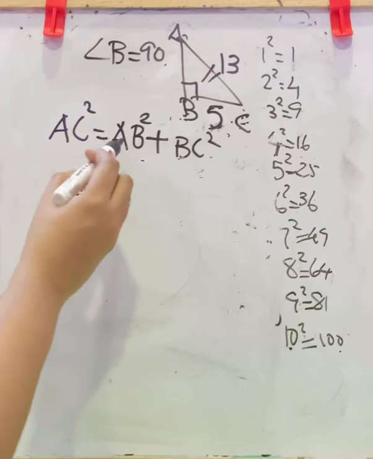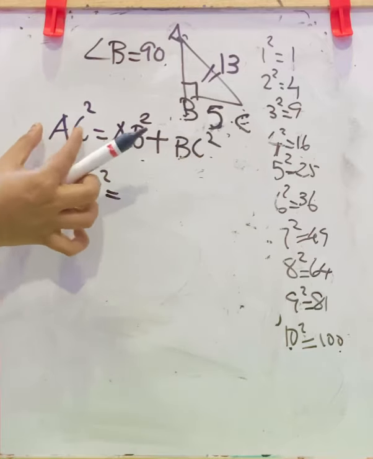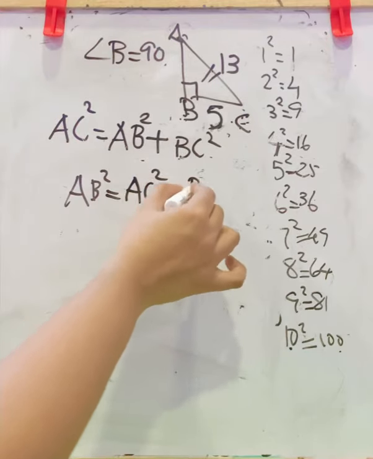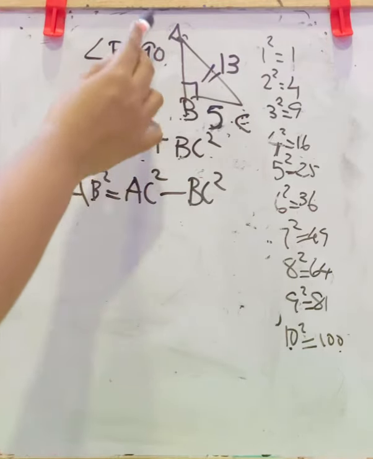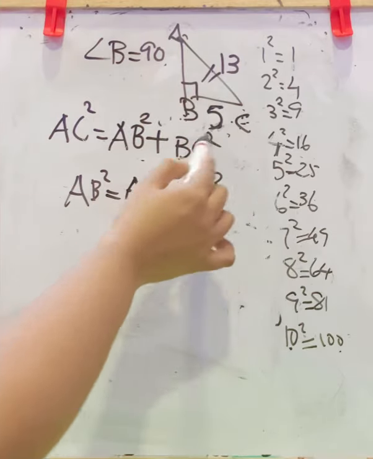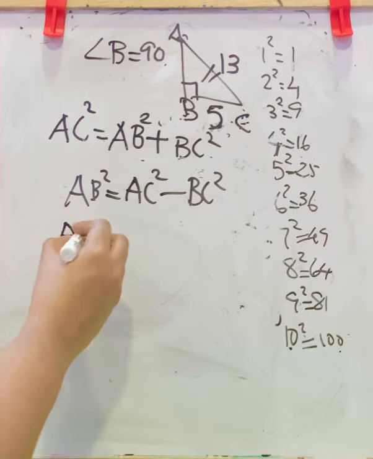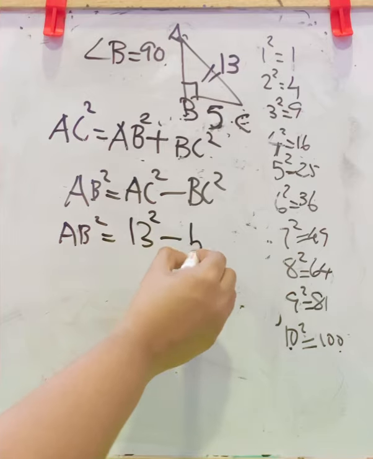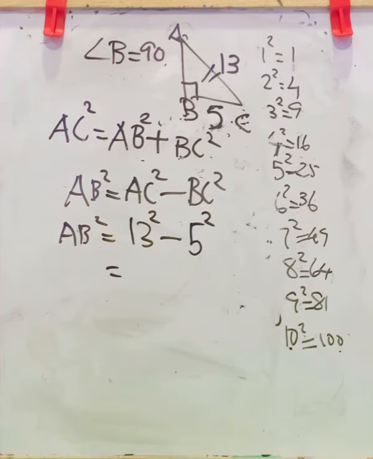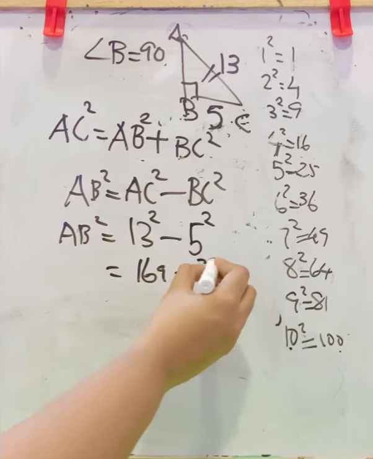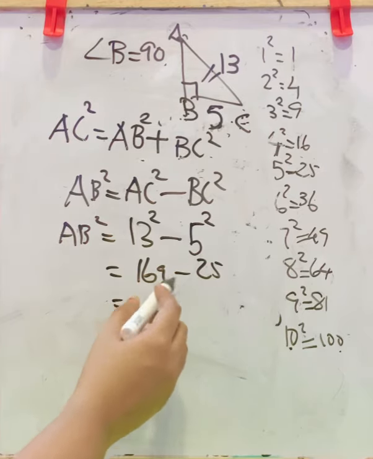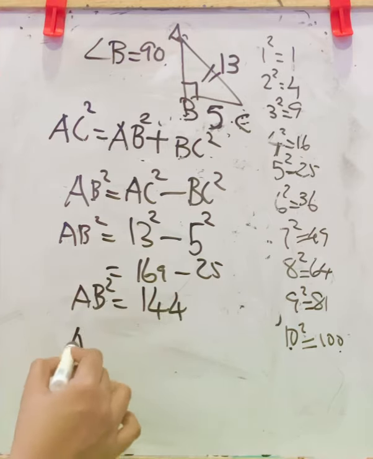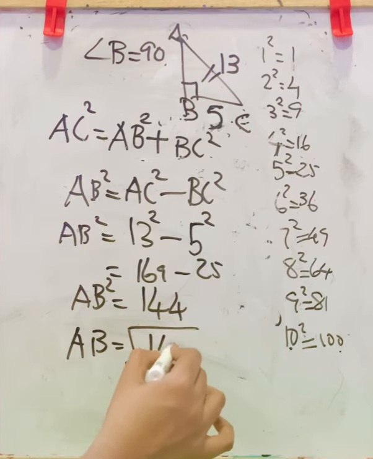AB square equal to, here keep AB here, take BC to the AC square side. So it becomes AC square, taking BC to the side, minus BC square. That is altitude square equal to hypotenuse square minus base square. Now substitute values. AB square equal to AC square, that is 13 square, minus BC square is 5 square. 13 square is 169 minus 25. AB square equal to 169 minus 25 is 144. AB square is 144, then AB will be square root of 144.